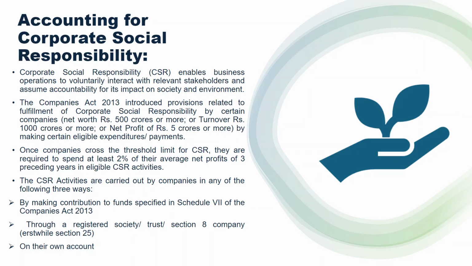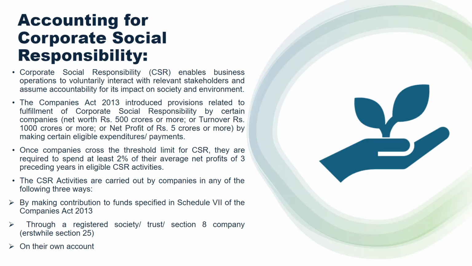They are required to spend at least 2% of their average net profit of the 3 preceding years on eligible CSR activities. Suppose a company has a net worth of 500 crores or more, turnover during the year of rupees 1000 crore or more, or has earned a profit of rupees 5 crores or more, they have to spend a compulsory 2% of their average net profit of the preceding 3 years on eligible CSR activities. The CSR activities are carried out by companies in any of the following 3 ways.